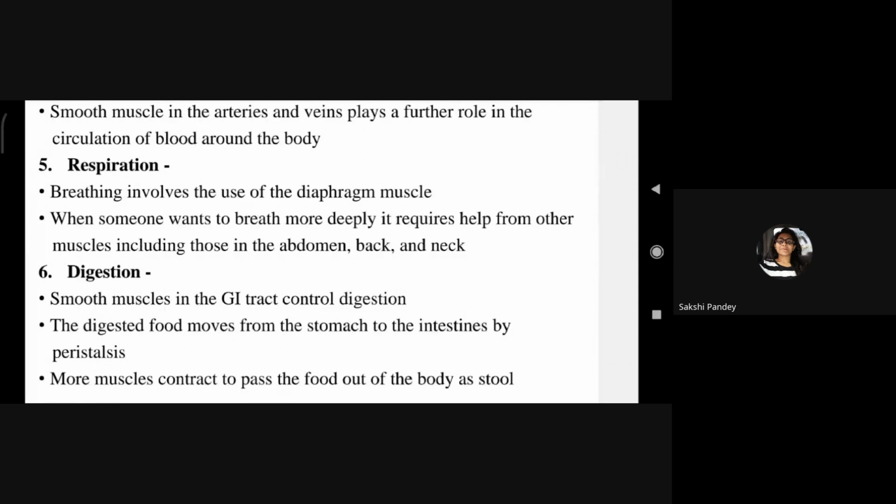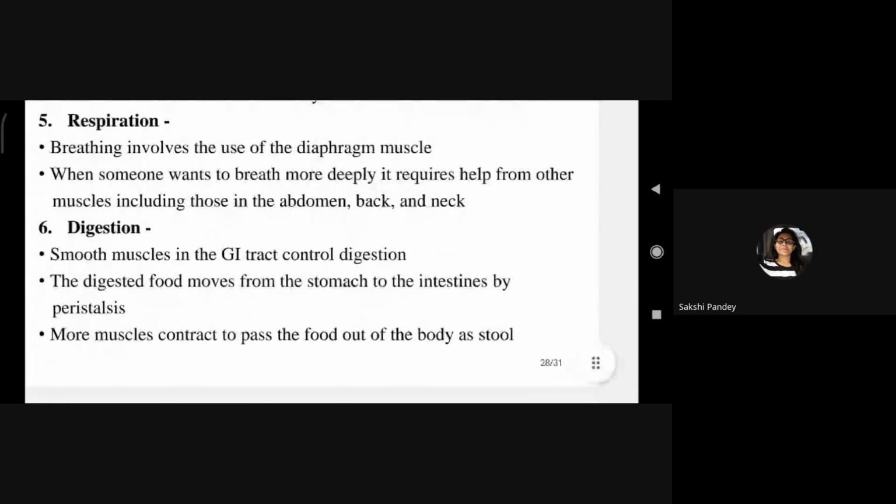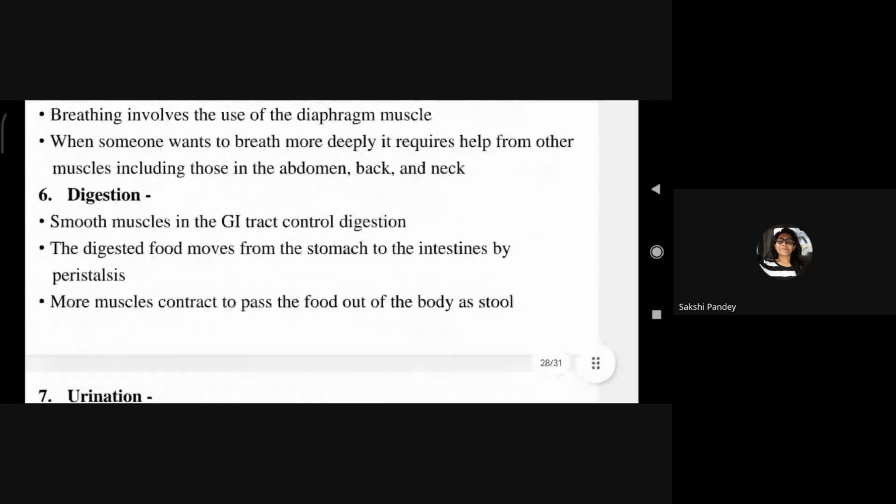So the whole gastrointestinal tract is made up of smooth muscles, and this tract is responsible for digestion. And other organs, like the stomach, are already present in the gastrointestinal tract. Other organs like the pancreas, gallbladder, and liver are all helping, and these are made up of smooth muscles.